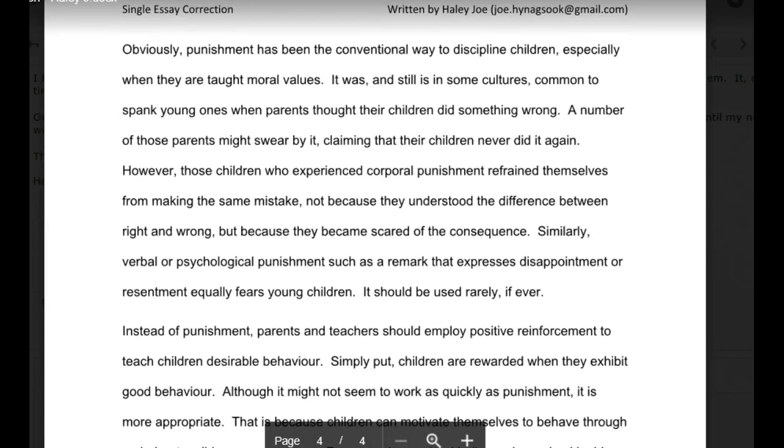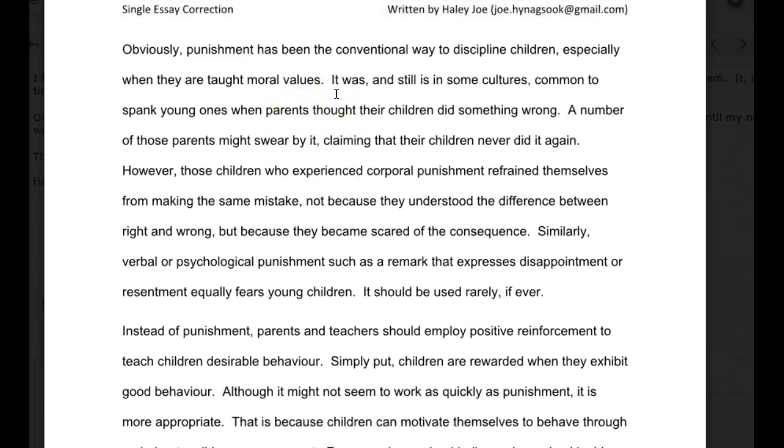Okay. Obviously, punishment has been the conventional way to discipline children, especially when they are taught moral values. It was, and still is in some cultures, common to spank young ones when parents think their children did something wrong. A number of those parents might swear by it, claiming that their children never did it again. However, those children who experienced corporal punishment refrained themselves from making the same mistake, not because they understood the difference between right and wrong, but because they became scared of the consequence.